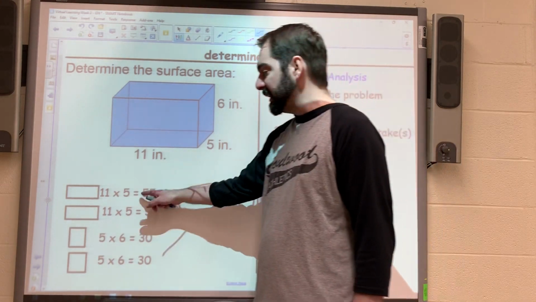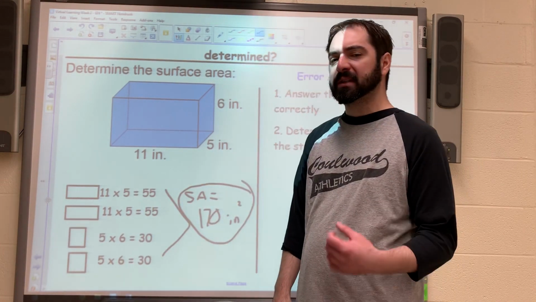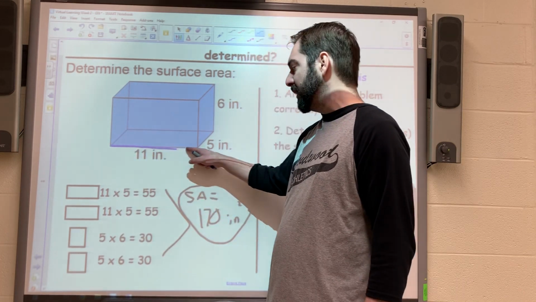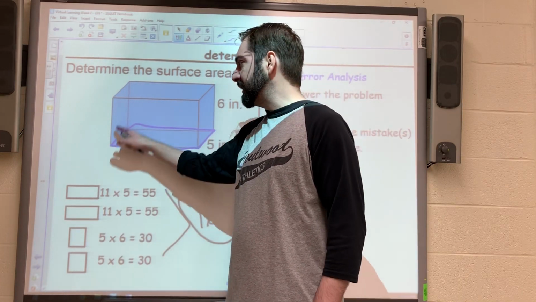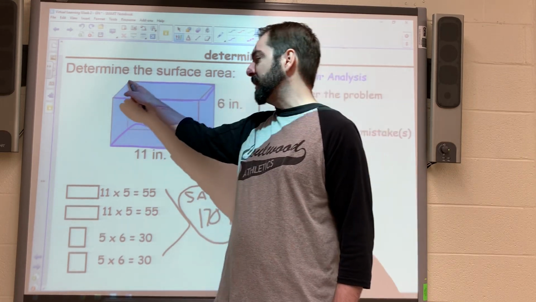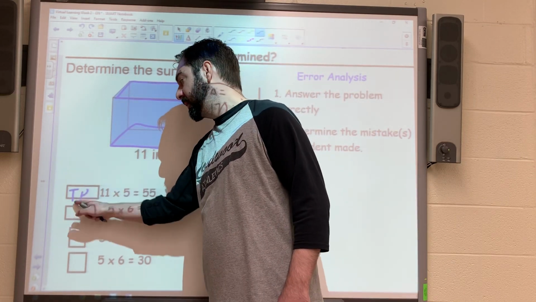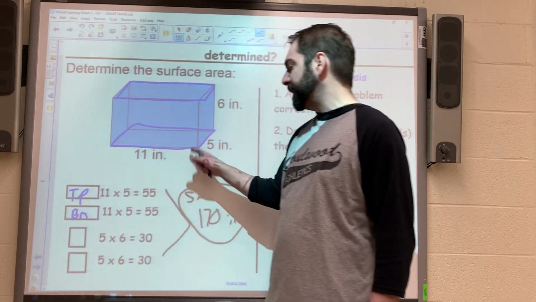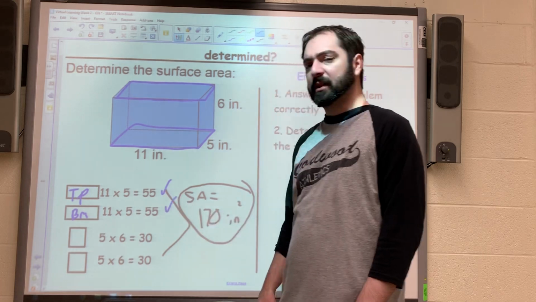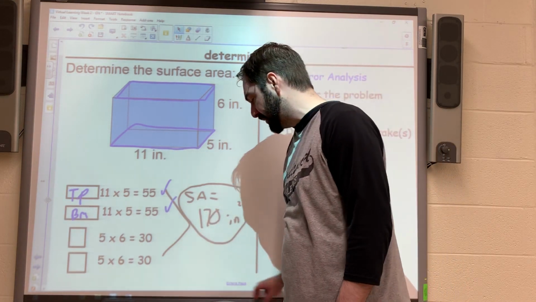So I see that he listed 4 boxes. Well, let me think about what sides he actually listed here. 11 by 5. Well, the bottom here is 11 by 5. And the top doesn't have any values, but I know that the top and the bottom in a rectangular prism are the same. So let's see, top and bottom, 11 by 5, 55. They're both right, so I'm going to say that these two numbers are okay. So that's not where the mistake of this student lies.